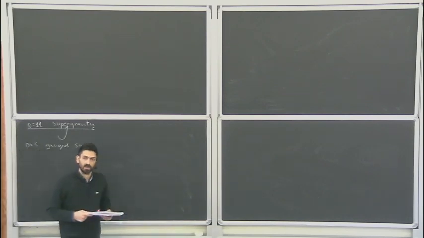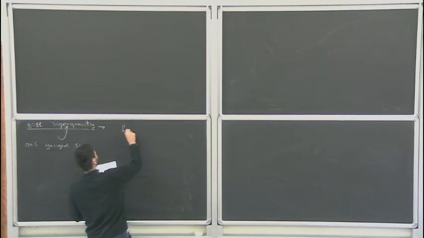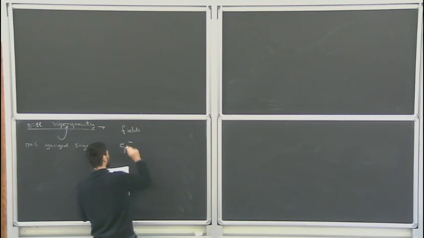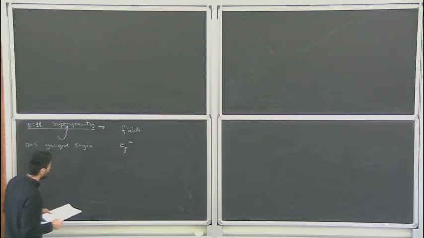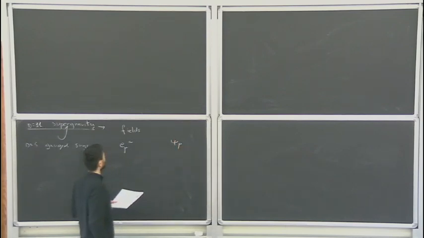And 11 dimensions is also the maximum number of dimensions in which one can formulate a theory of supergravity with just a metric, so only one graviton. So let's write the field content. We have the good old field, the vielbein or metric, and then we definitely have the good old gravitino.